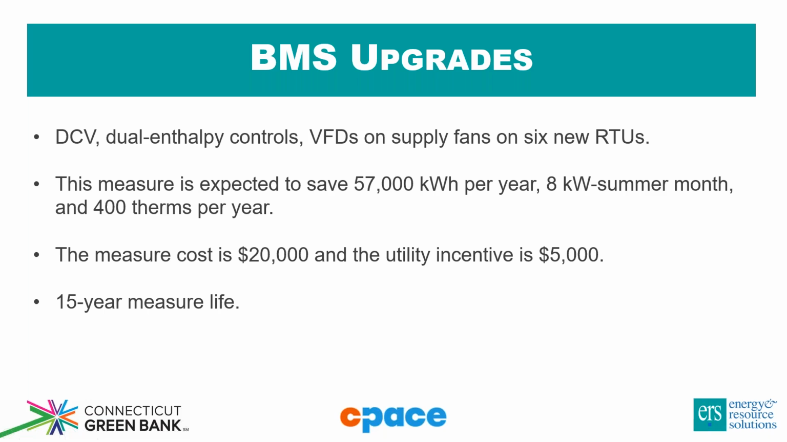The third measure is a BMS upgrades measure that includes DCV, dual enthalpy controls, and variable frequency drives on supply fans on the 6 new RTUs. This measure is expected to save 57,000 kilowatt hours per year with 8 kW per summer month and 400 therms per year. The measure cost is $20,000, and the utility incentive is $5,000 for a net cost of $15,000, and you have a 15-year measure life for this measure.